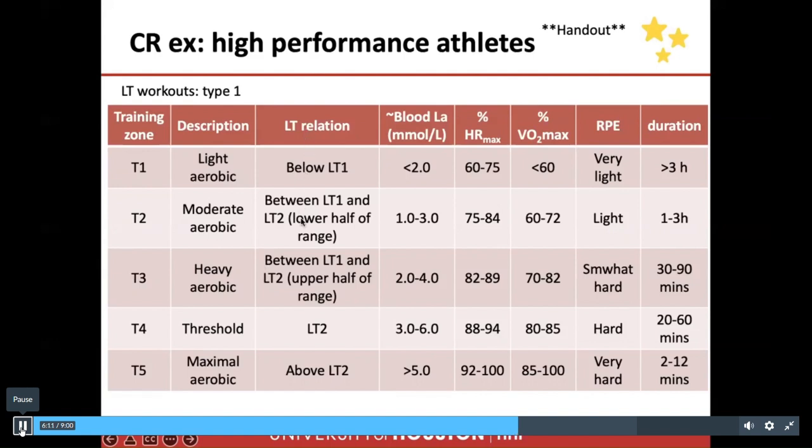What the heart rate max would correspond to, a percent relative to heart rate max or VO2 max, and then what the RPE would be. The duration is about how long somebody could hold it at that. This is if they're trained. Like, you have to be pretty much a beast to hold 60 minutes at your threshold, lactate threshold 4.